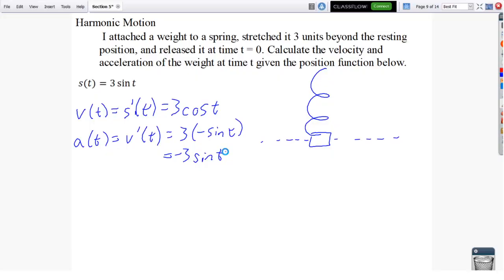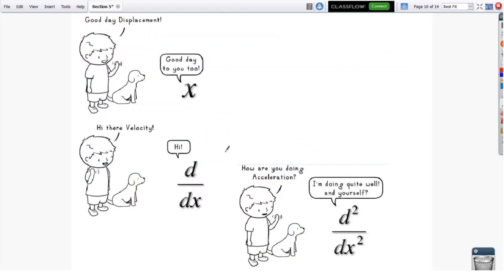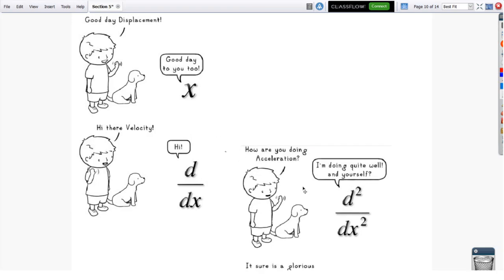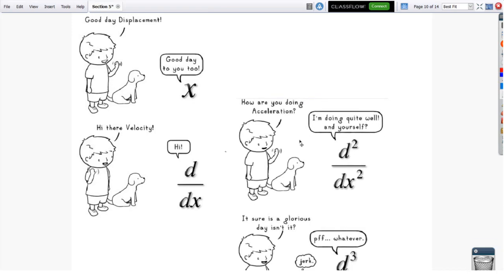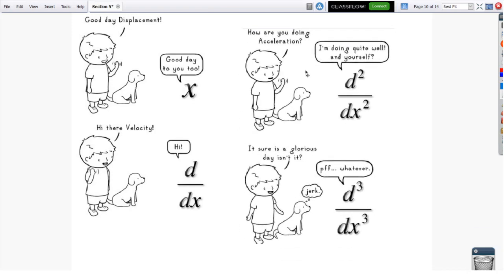Let's see here. Next problem. Good day. Oh, this isn't a problem. This is a joke. Man, good day, displacement. Good day to you, too. Hi there, velocity. I take issue with that one because it should just be the derivative of displacement. How are you doing, acceleration? I'm doing quite well, and yourself? It sure is a glorious day, isn't it? Whatever. See what the dog's calling him? Proper name.